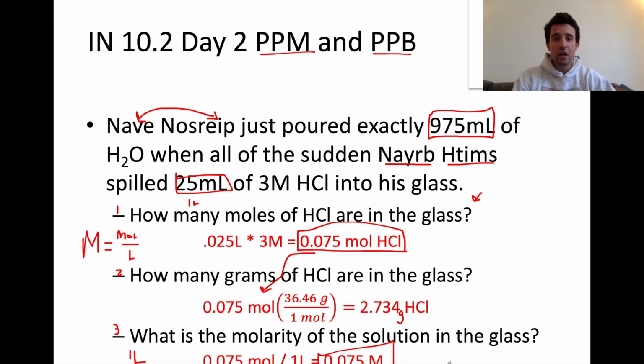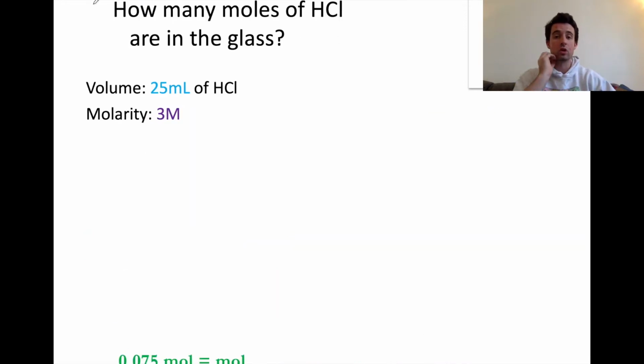Okay, so on the next slide here, I have just kind of a really broken down first question. How would I solve it? So let's take a look at it. You'll notice that the volume is 25 milliliters, molarity is 3 molar. Those are the 2 numbers we've been given at the start, and you'll notice here at the bottom our answer was 0.075 moles.